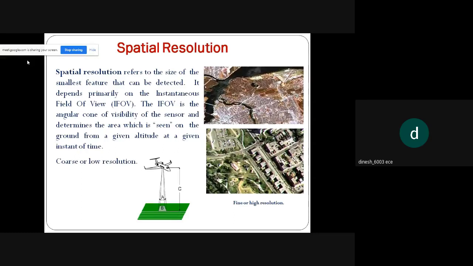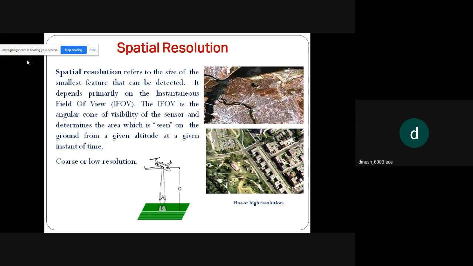So we have the A, we have the B, we have the C as the distance. You can see the distance between the aircraft and the Earth surface is C. The curvature is A and the object is B. So spatial resolution refers to the size of a small feature that it can detect.